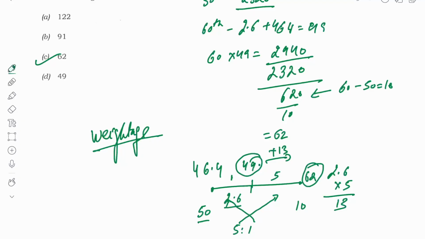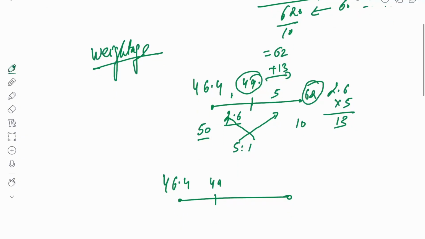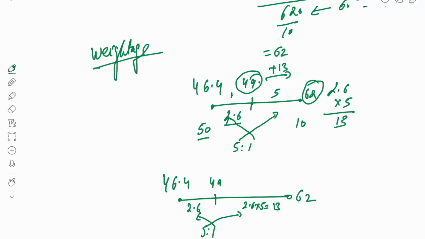So basically, the weightage method also works here because I know the first extreme, I know the mid, that is 49. I want to know the other extreme, and I know it's a 5:1 ratio, the weightage. So 1 will be this side, 5 will go this side. This is 2.6. I multiply it by 5 and get 2.6 into 5 is equal to 13, and so I add up and get to 62. So this is how you can solve this average question by the weightage method.